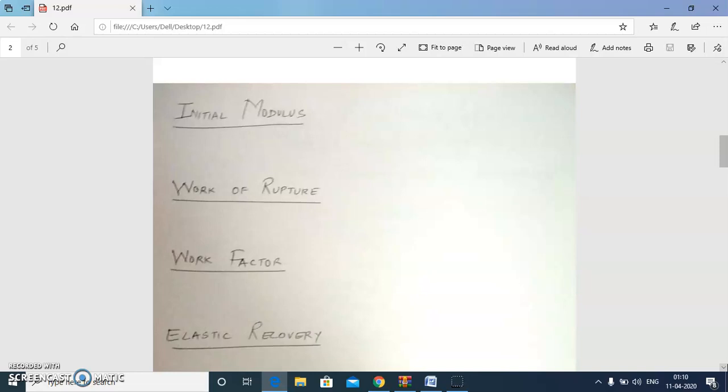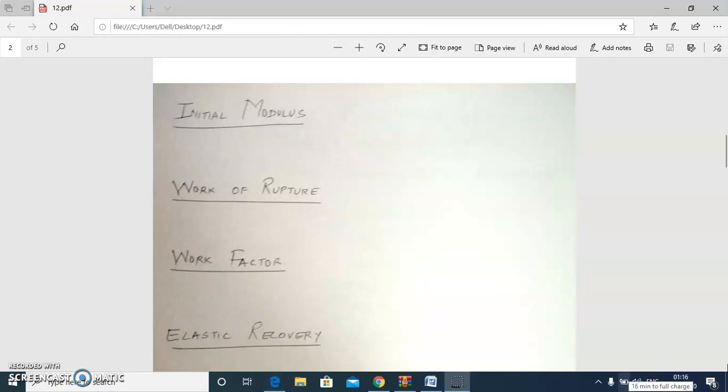It is also termed as toughness, and it is area under the load elongation curve, and the unit of work of rupture is unit of load multiplied by unit of extension, which is gram force mm or gram force centimeter. But whenever we need to compare the work of rupture of two yarns or fibers, then we should go for specific work of rupture, which is area under the curve in case of stress strain curve.